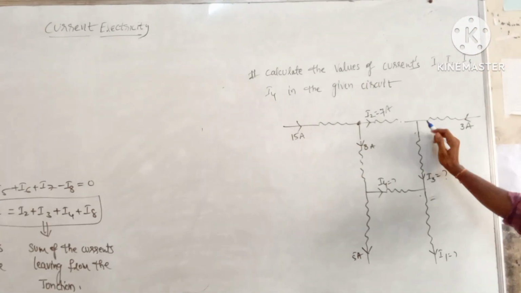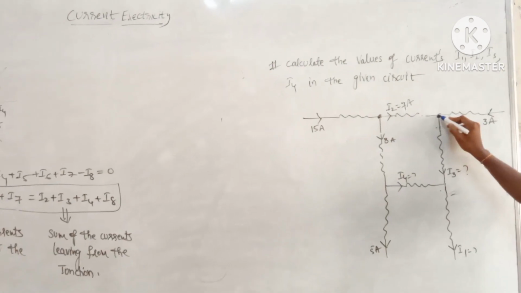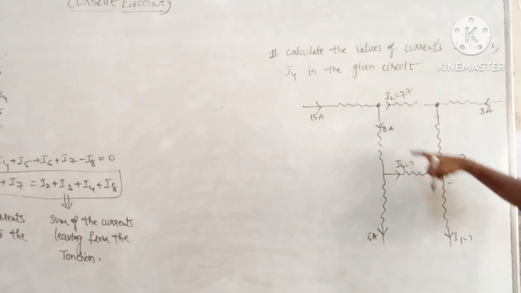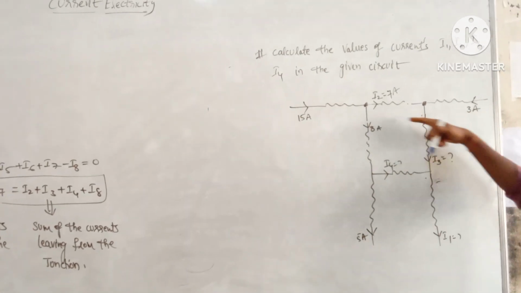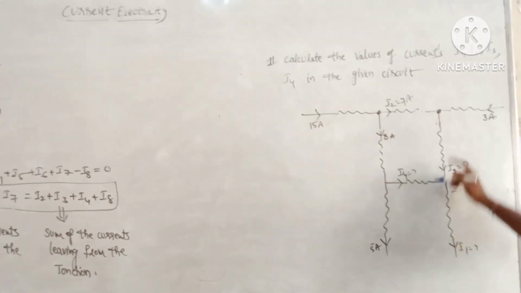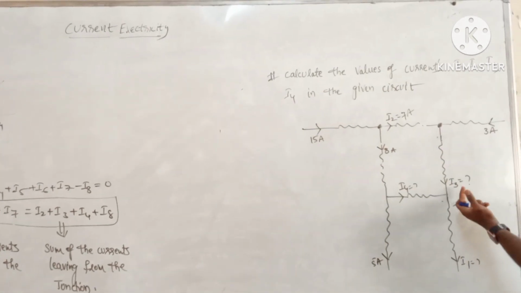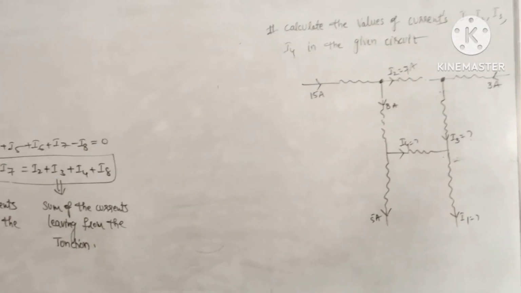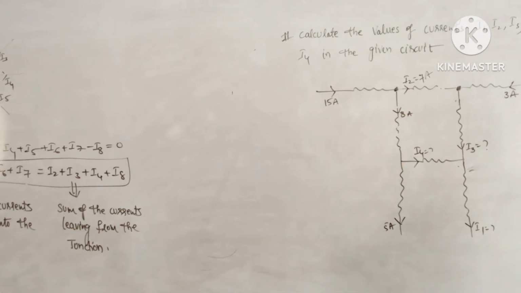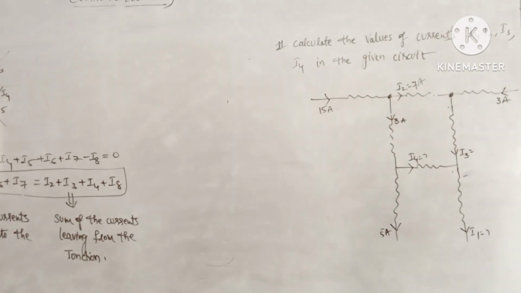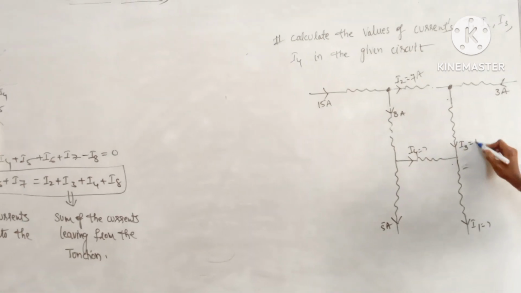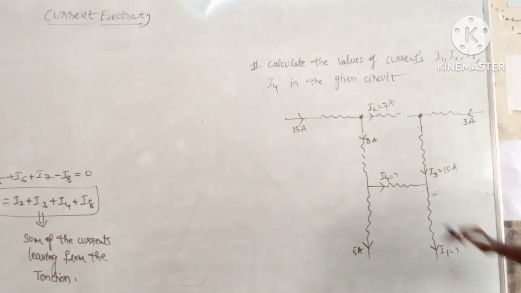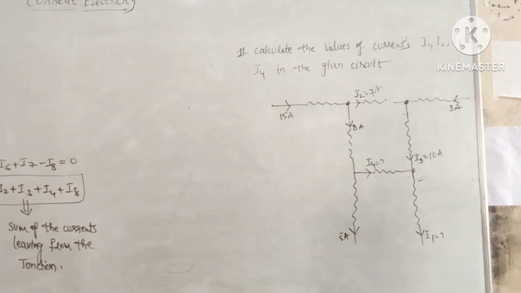Now again, this can also be called a junction. At this junction, I2, 7 amperes, and 3 amperes, these two currents meet here. Finally, how much current is flowing away from the junction? I3. So what is the value of I3? Not 4 amperes. 7 amperes plus 3 amperes, 10 amperes. Now, in this diagram, this can also be called a junction.